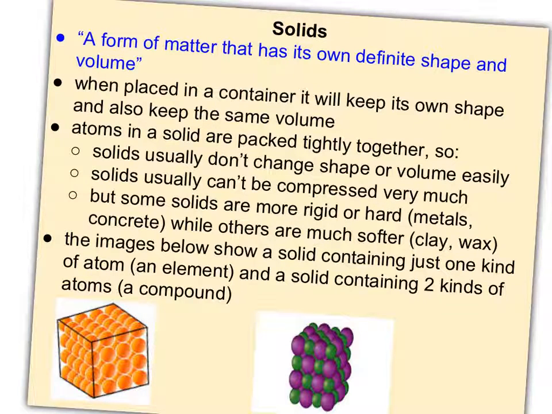The images below show a solid containing just one kind of atom, so that would be some kind of pure element, and a solid containing two kinds of atoms, perhaps NaCl or table salt.